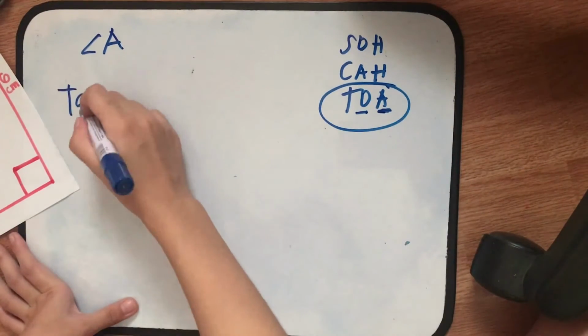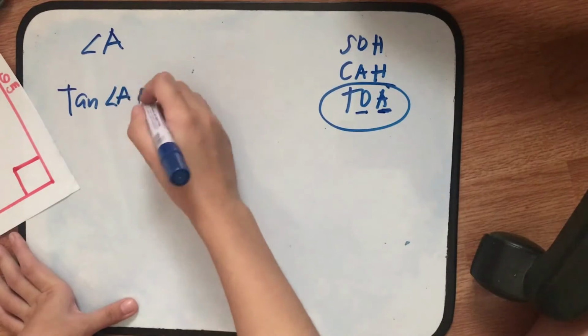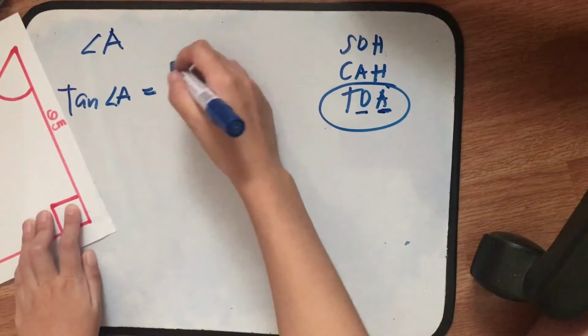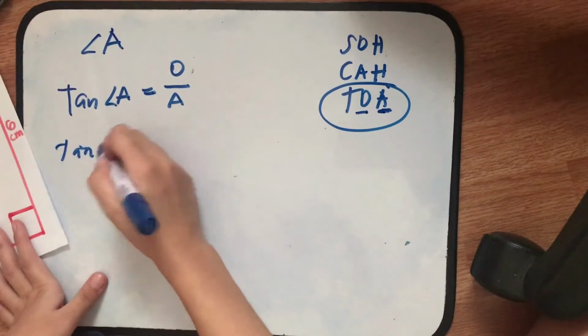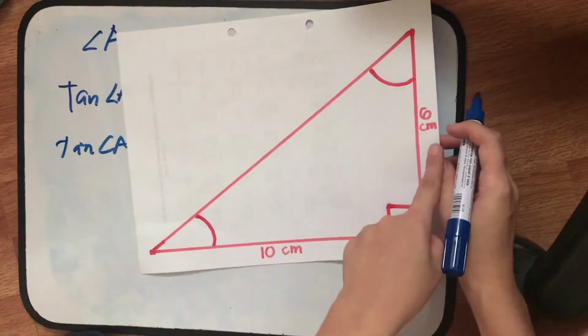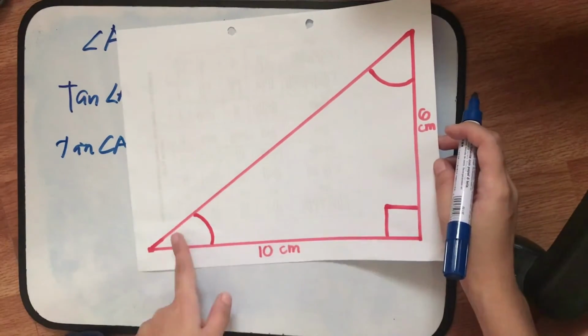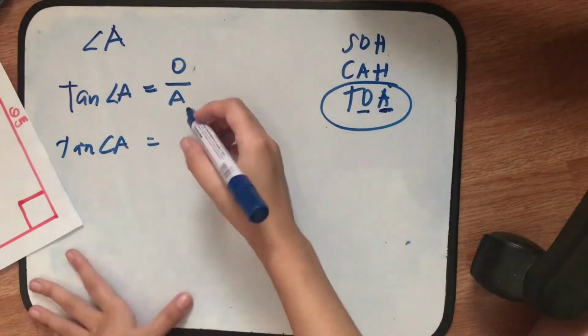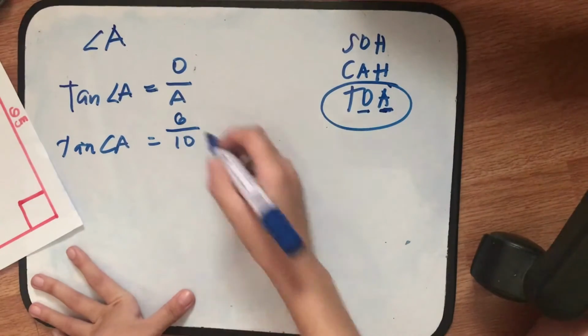So it'll be tan of angle A is equal to opposite over adjacent. Input the values. For angle A, the opposite side is 6 centimeters, and the adjacent will be 10 centimeters. So opposite is 6, adjacent is 10.